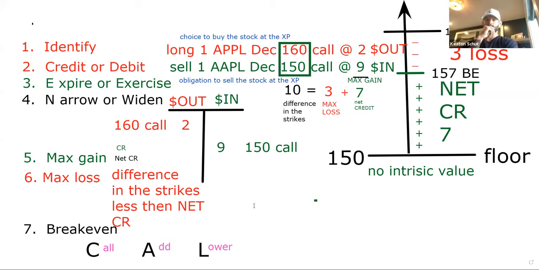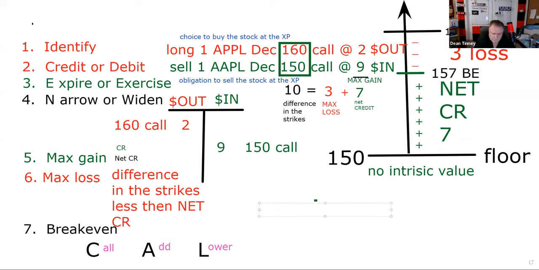All right. So call add to lower. We're going to take the lower strike, 150. We're going to add the net premium, 7. And we're going to get our break even of 157.